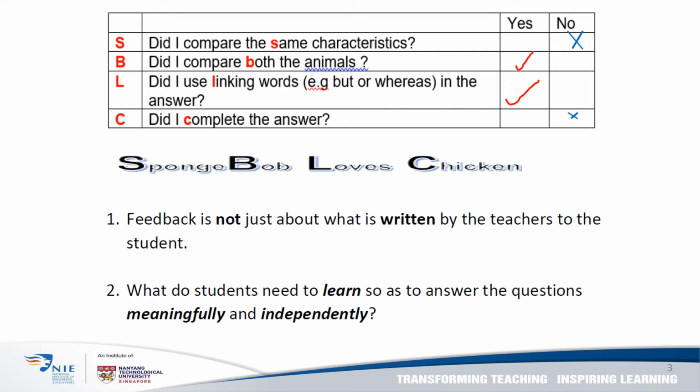The use of a script or mnemonic helped the students remember to compare the two animals on the same characteristic, compare both animals, use linking words, and look back to ensure the completeness of their answer. So from this example, you are reminded that feedback is not just about what is written by the teacher to the student. So what feedback theories could you link the teacher's actions to in terms of helping students understand the standards, feeding up, feeding back, and feeding forward?